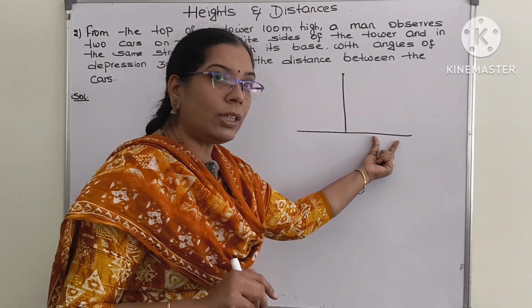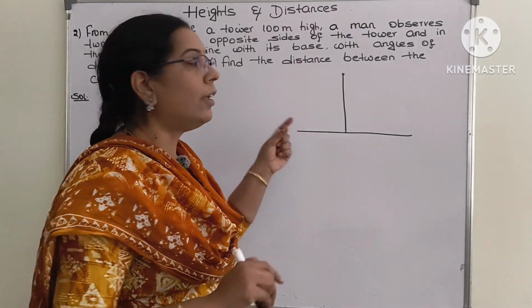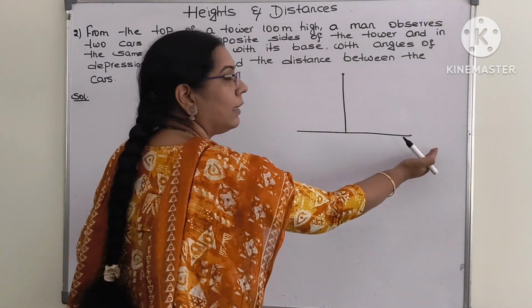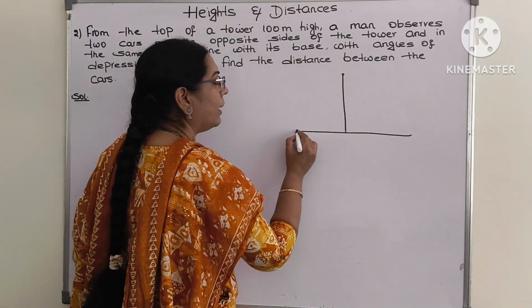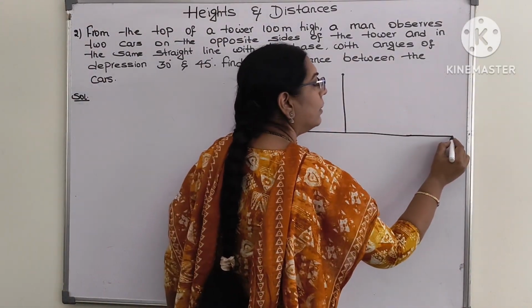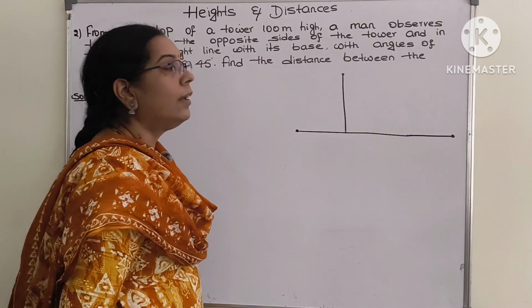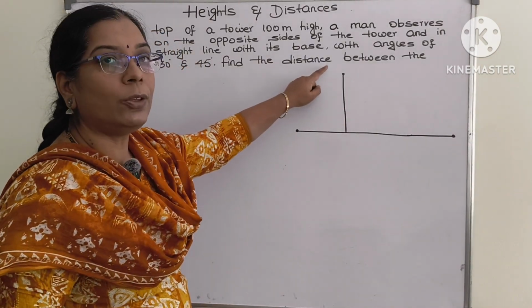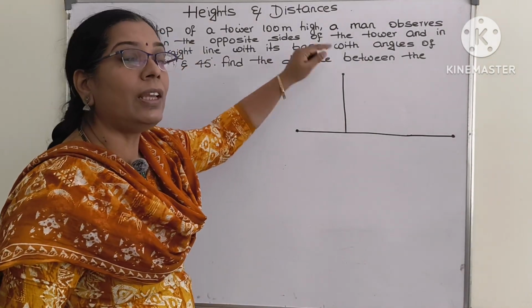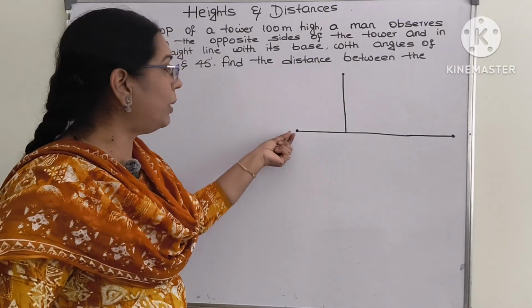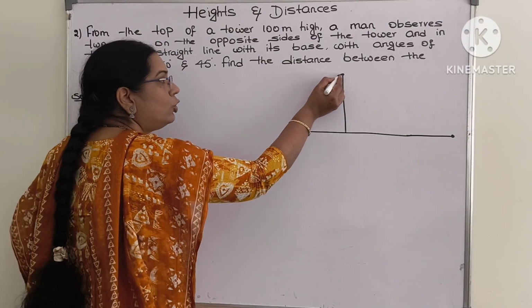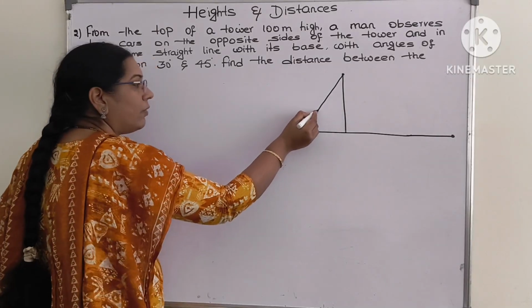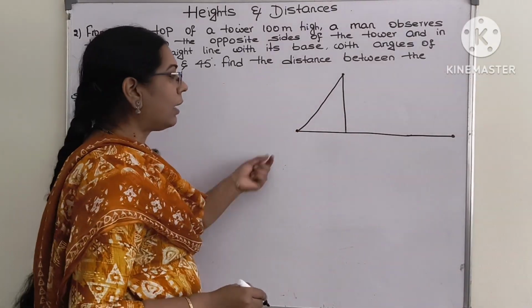The cars are not on this side nor on this side. One car is on this side and the other car is on the other side. So let this be the one car and let this be the another car. And how is this? What is he doing? He is seeing them. When he is at a height and watching something below, what kind of angle will you get? Angle of depression. So join the point observer to the car.